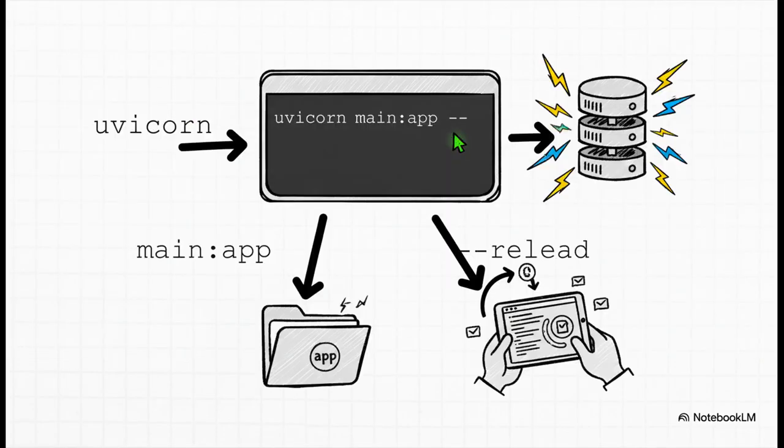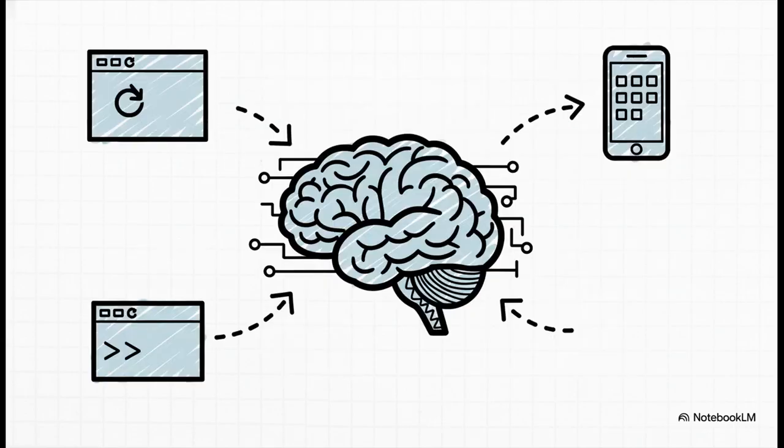Okay, so you've written the code. Now what? You run this one single command in your terminal. Uvicorn is the high-speed server that actually runs your code. main:app just tells it, hey, look in the file called main.py for an object named app. And that magical little --reload flag? It tells the server to automatically restart anytime you save a change in your code. It's fantastic for development. Now, this is the really crucial point.